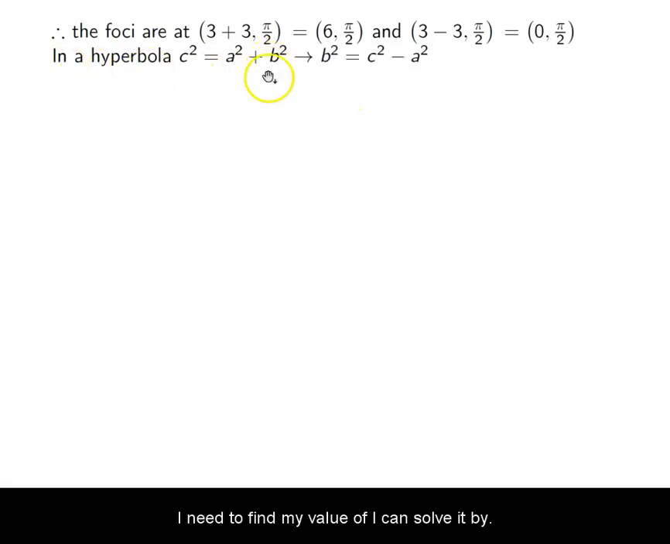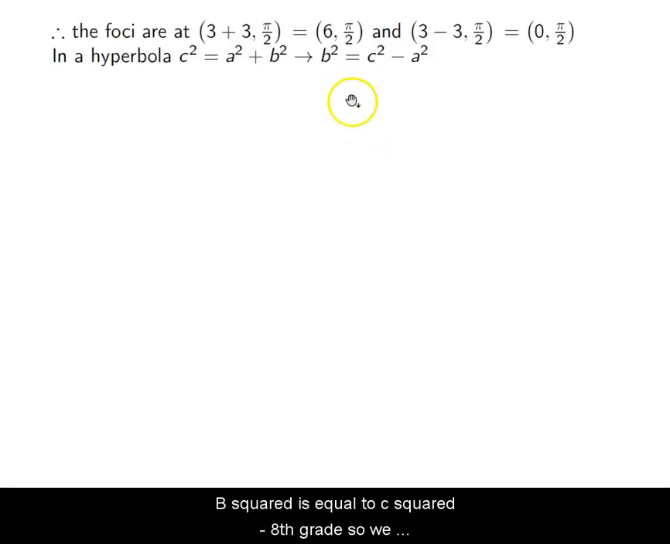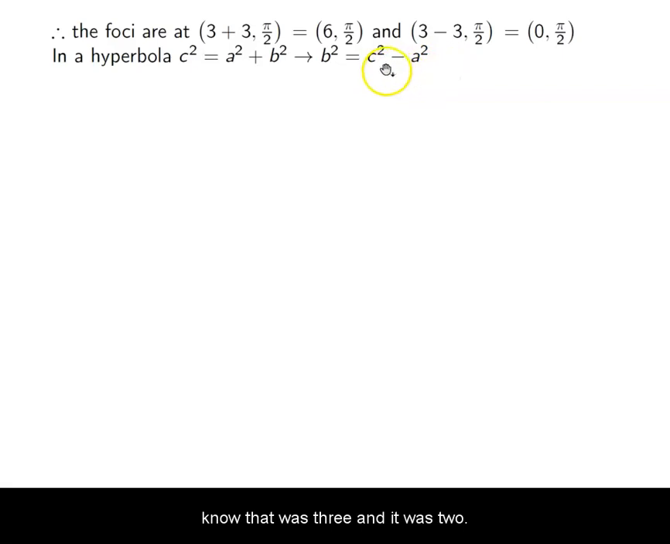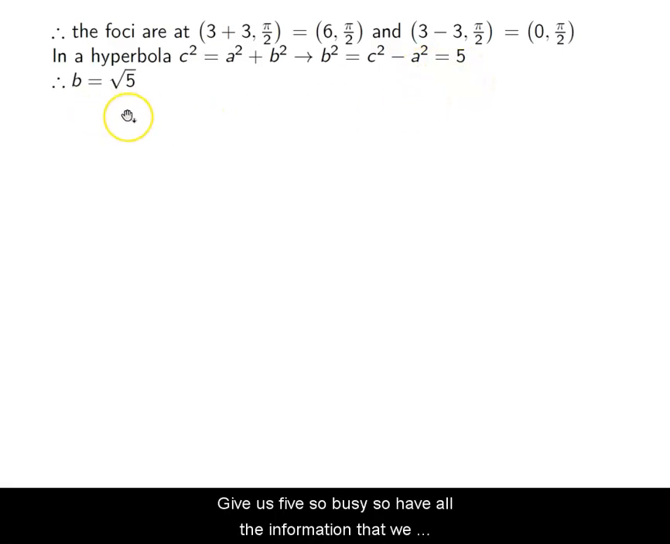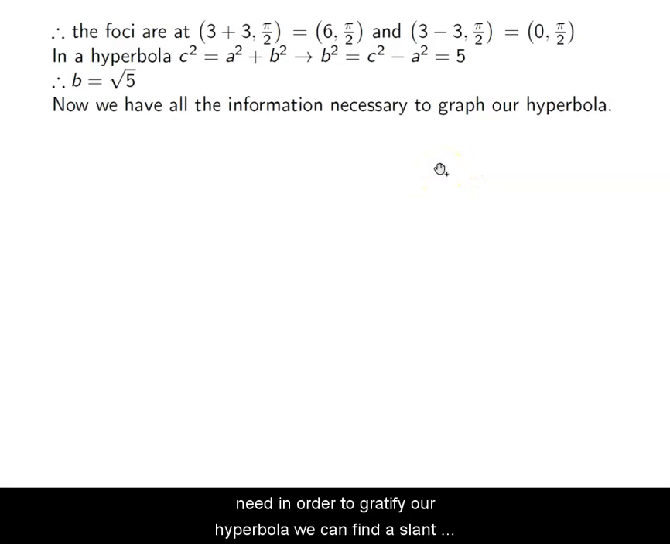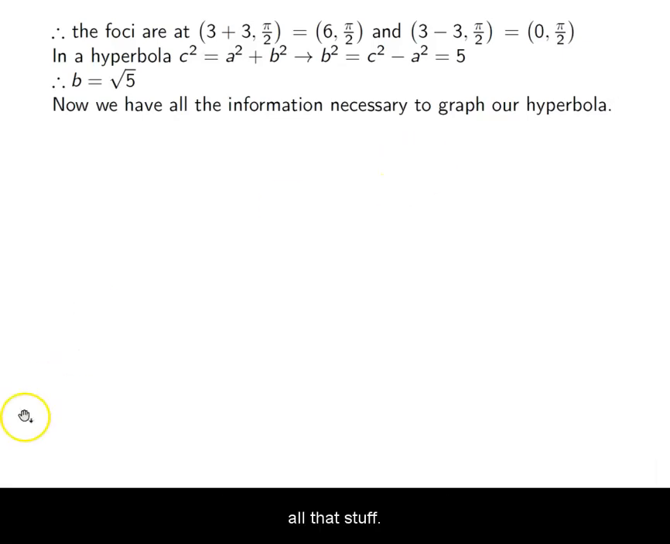If I need to find my value of B, I can solve it by using the formula that I have for a hyperbola. B squared is equal to C squared minus A squared. So we know that C was 3 and A was 2. So 9 minus 4 is going to give us 5. So B is square root of 5. So we have all the information that we need in order to graph our hyperbola. We can find the slant asymptotes, we can find the central box, we can find the foci, the vertices, we know the length of the transverse axis, all of that stuff.